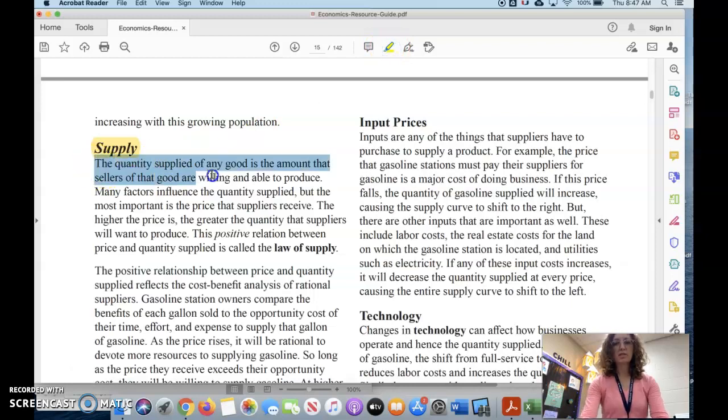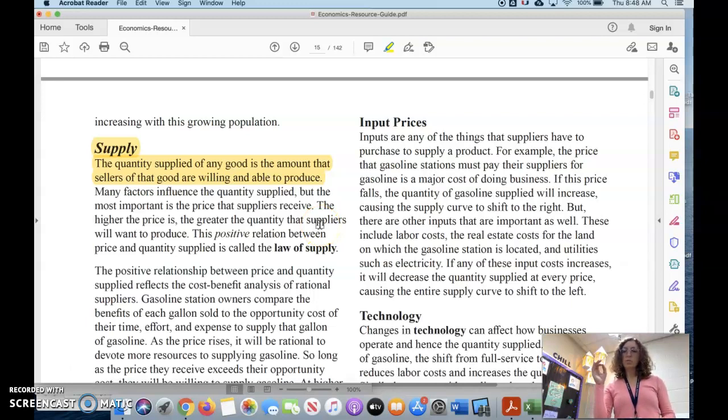The definition of supply is the quantity supplied of any good, that is the amount that sellers of the good are willing and able to produce. So if we continue in this analogy of the blue jeans, it's the amount of blue jeans that the manufacturer is willing to produce.